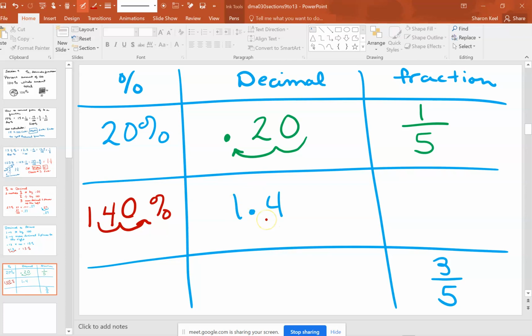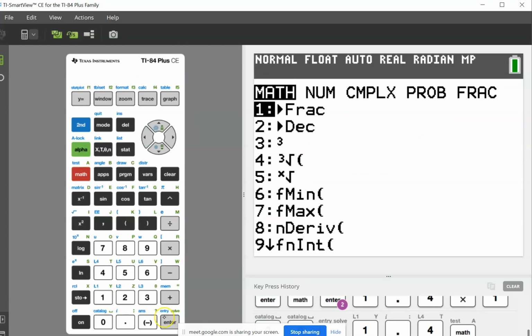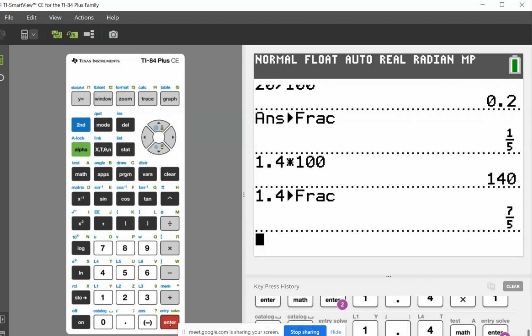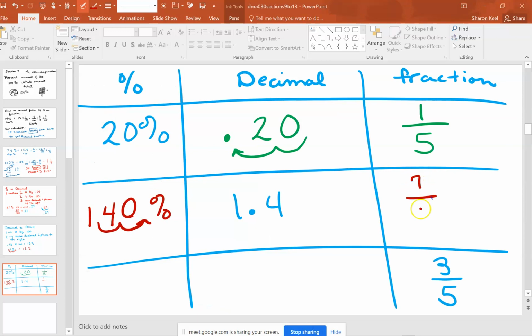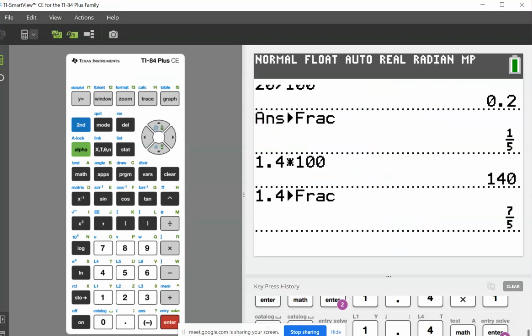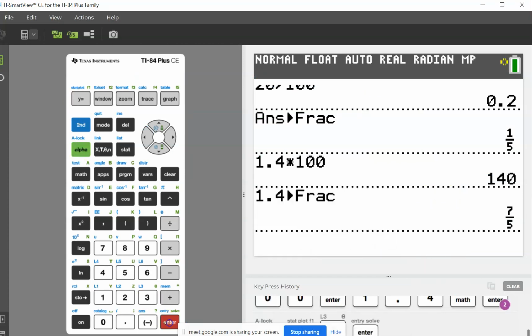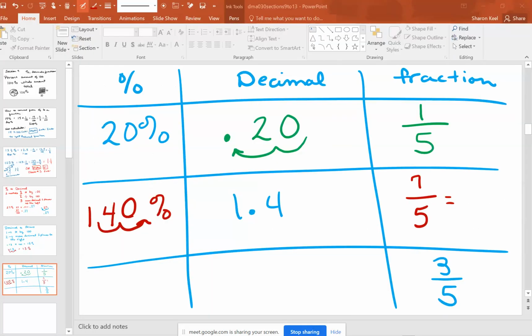To go from the decimal to the fraction, the easiest way is just type in your 1.4, and then when you do math, enter, it's going to give you that in the form of an improper fraction, 7/5. So you would then give 7/5. If they ask for a mixed number, we can convert that by doing alpha y equals, choose number 3, and that gives us 1 2/5. So the answer might be written in either of these two forms. You just have to look and see which way they want you to give it.